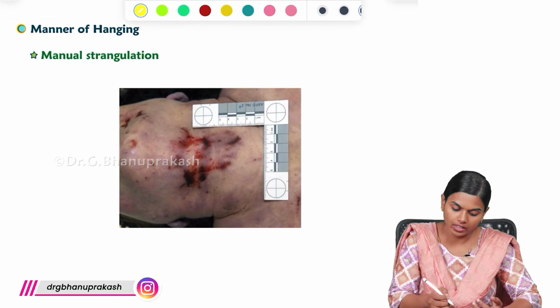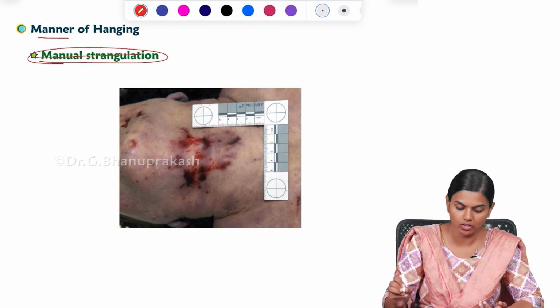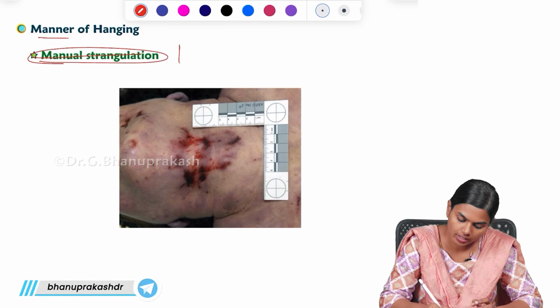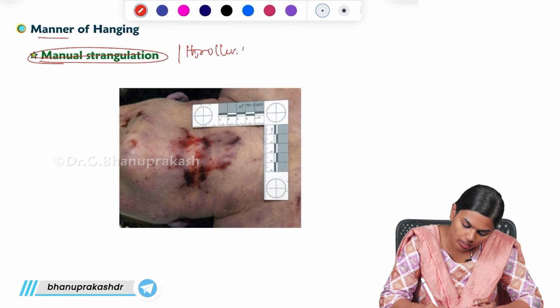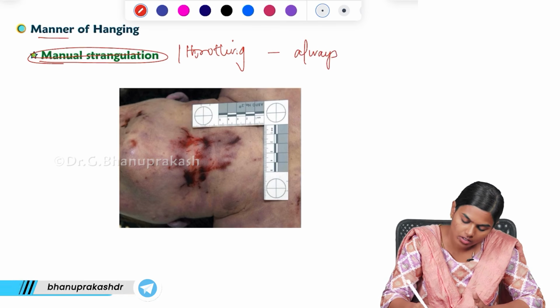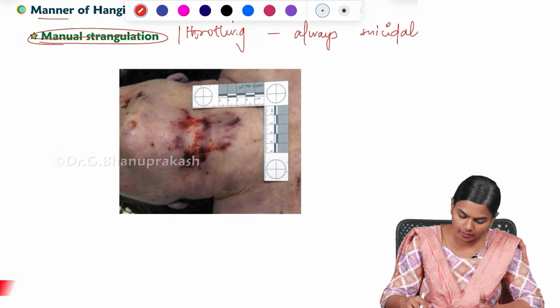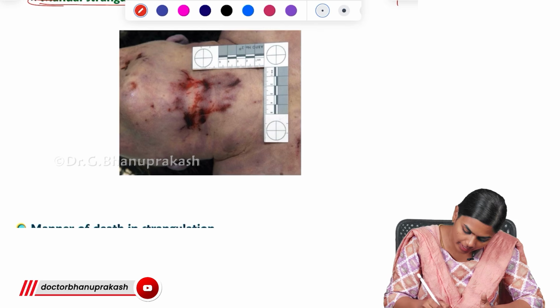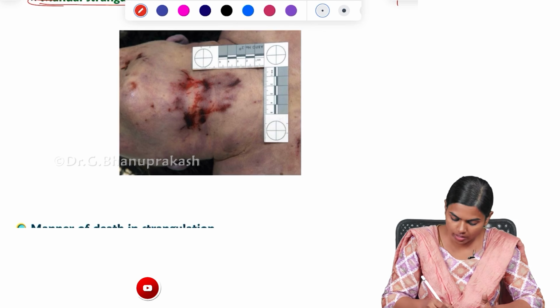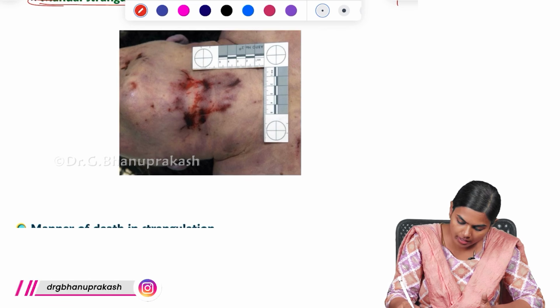So up next we have the manner of death in case of strangulation. So manual strangulation, it is also known as throttling. So this manual strangulation, it is always suicidal. You can also have accidental hanging, accidental strangulation. You can have accidental strangulation, which is also known as Isadora-Duncan syndrome.